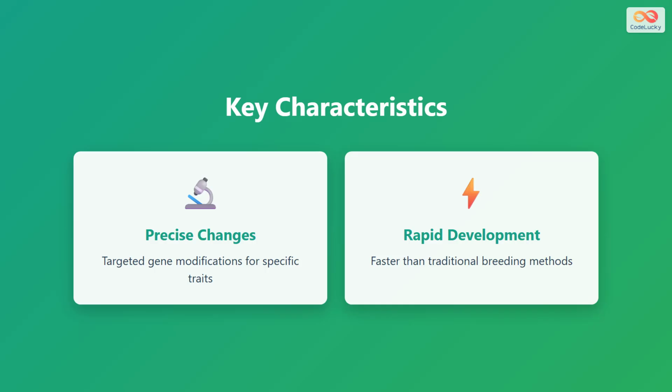GMOs have two key characteristics that set them apart. First, they involve precise changes. Scientists can target specific genes to modify particular traits, making the process much more controlled than traditional breeding. Second, GMOs can be developed rapidly. Creating a genetically modified organism is significantly faster than conventional breeding methods, which can take many generations to achieve the same results.